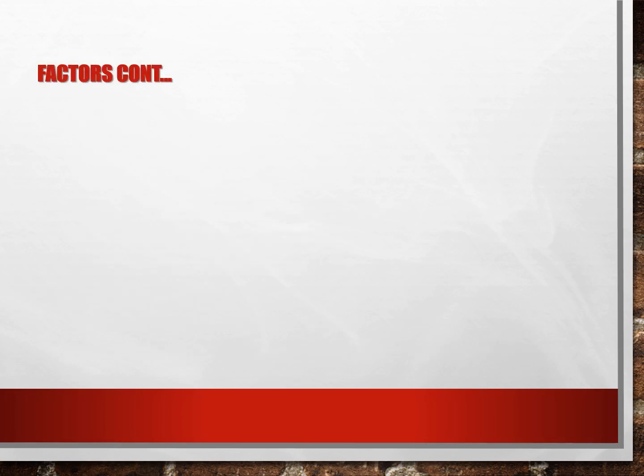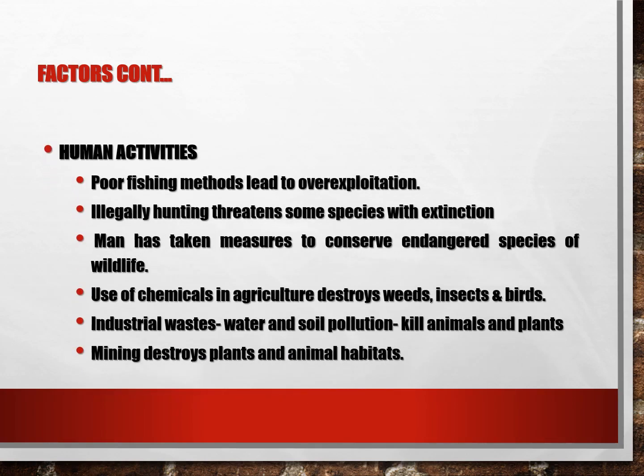The last factor that we shall discuss in this section is human activities. We cannot ignore the influence, the direct or indirect influence, that human activities will have on the existence of animals and also plants. Now, poor fishing methods will lead to overexploitation. In the previous topic, we discussed fishing. We discussed overexploitation of our water bodies.